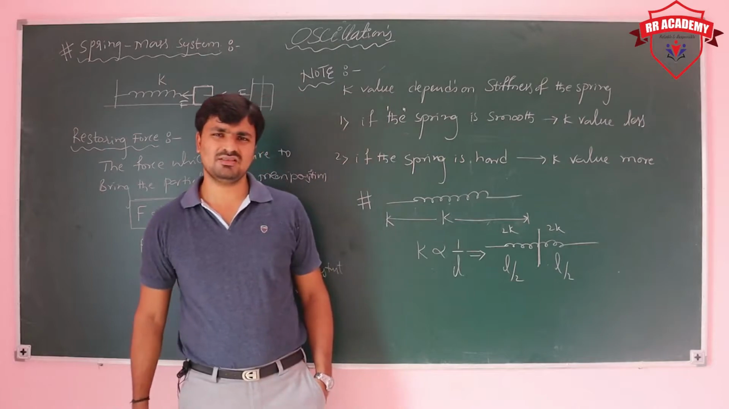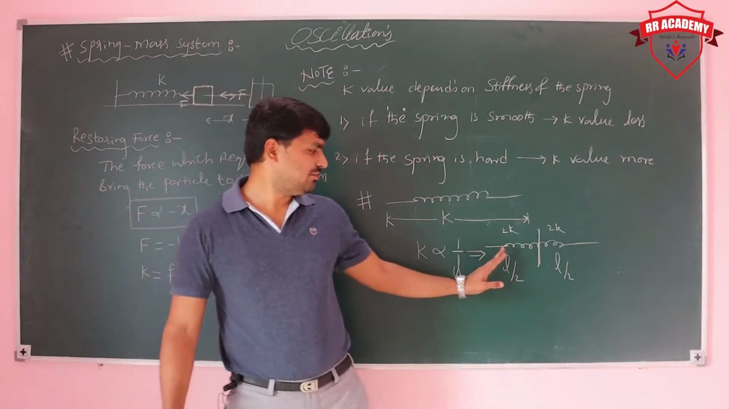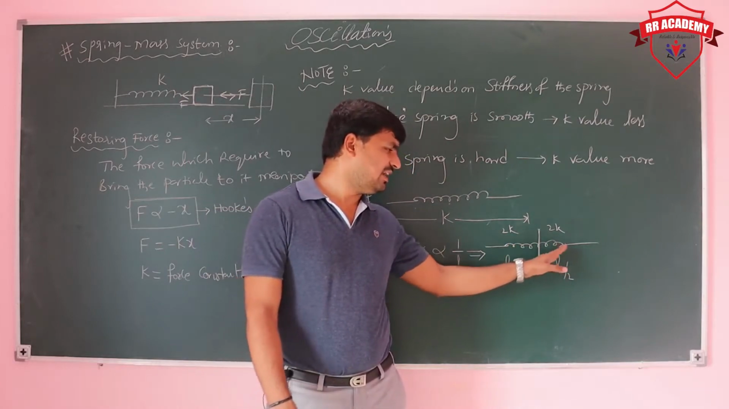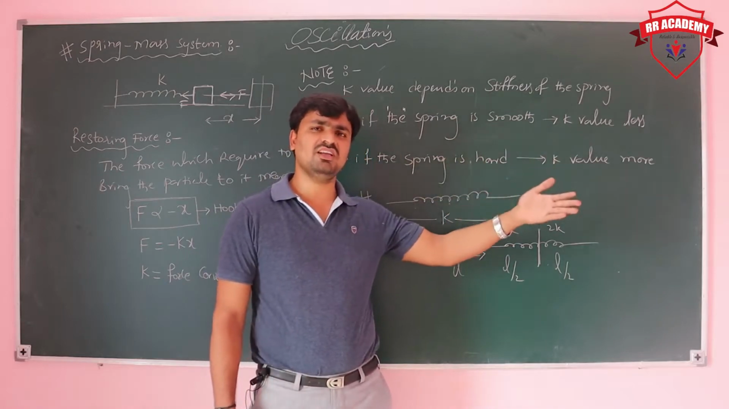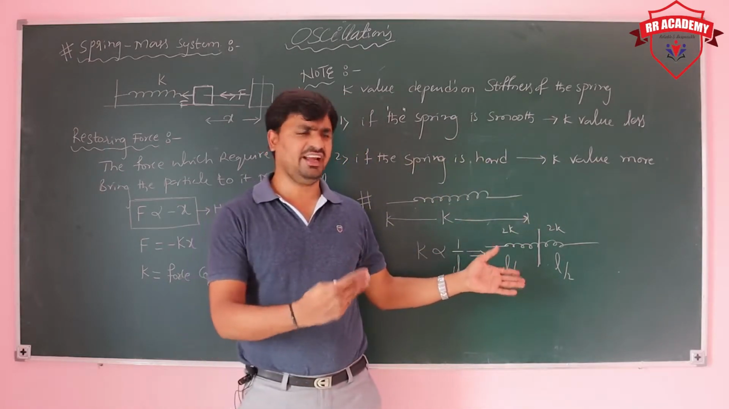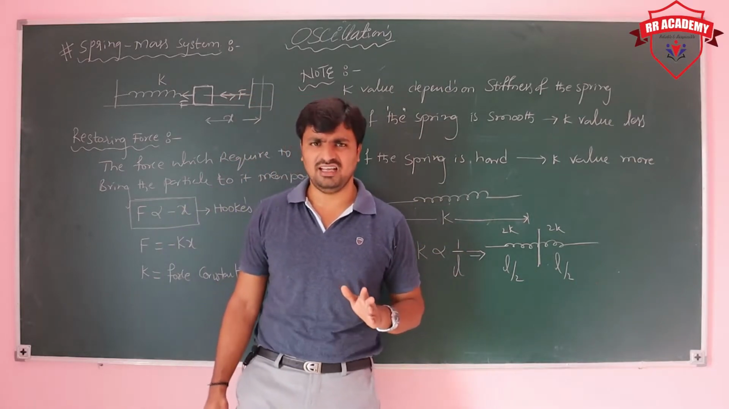Force constant becomes double. If you are making three times, length becomes L by 3, and force constant becomes, yes. So that we will discuss again. And here the spring constant is inversely proportional to length.